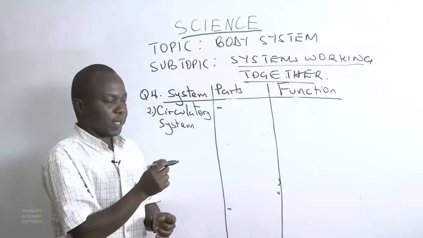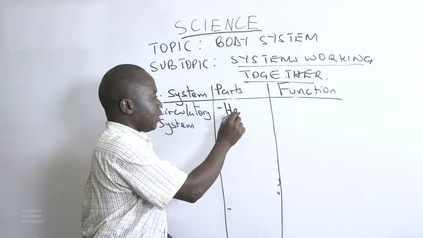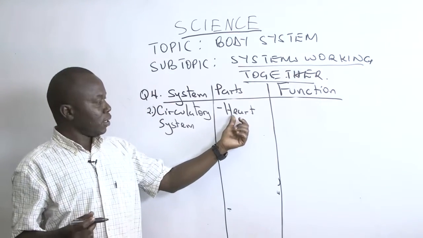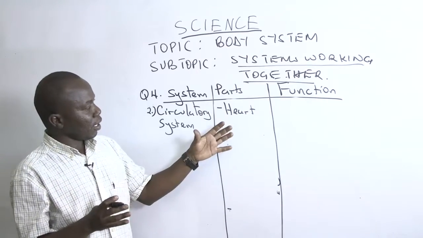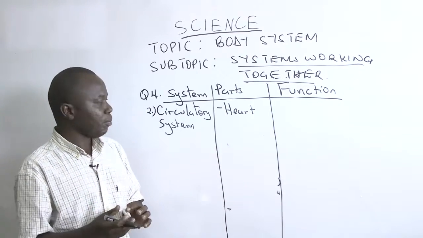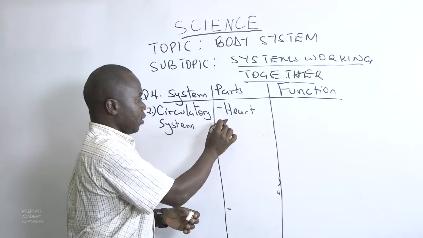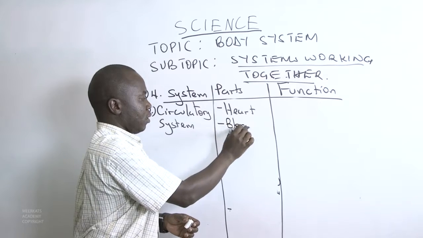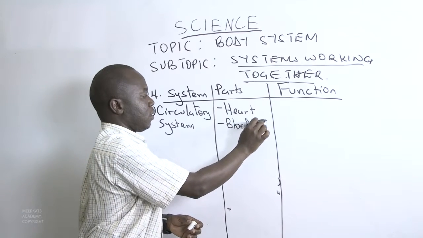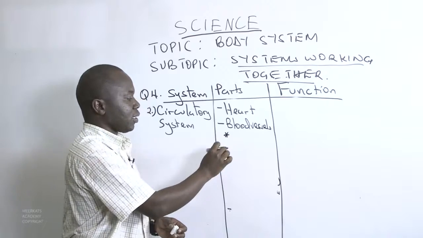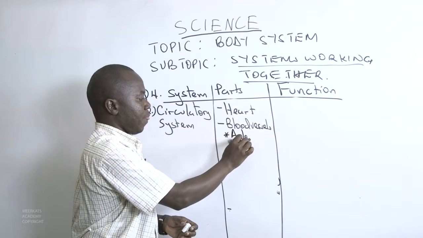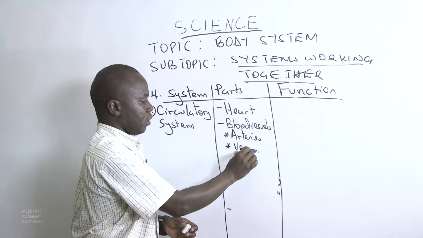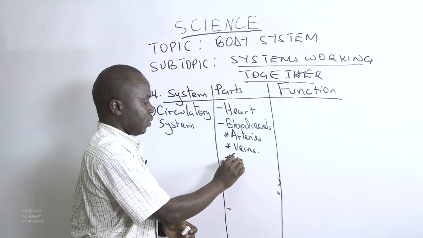The circulatory system consists of parts like the heart. You know the role of the heart: it contracts and relaxes, and in the process is able to pump blood throughout the body. We have blood vessels, such as arteries, veins, and capillaries.